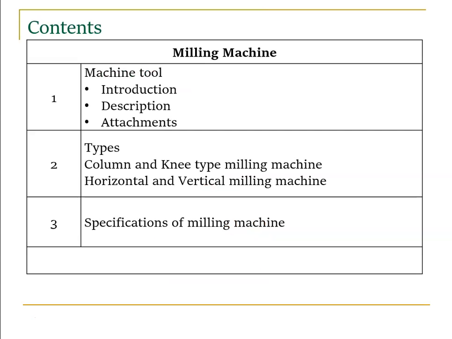What does it mean by milling machine? The introduction, description, attachments and types of milling machine. How we classify milling machines: horizontal and vertical milling machines, column and knee type milling machines, and finally the specification of milling machines. So this is the content of this segment.